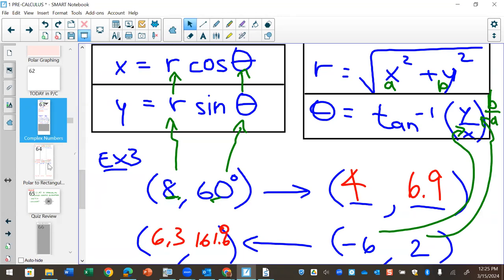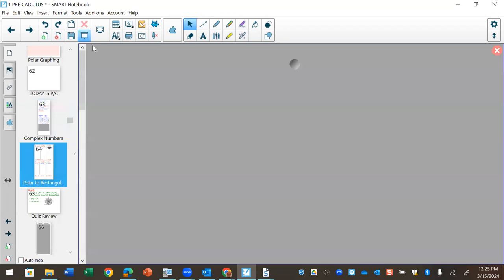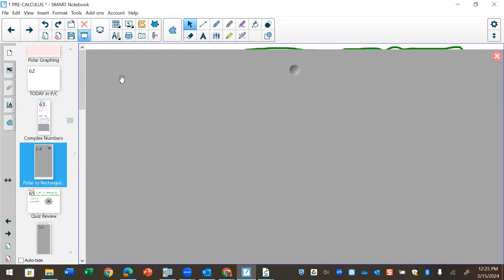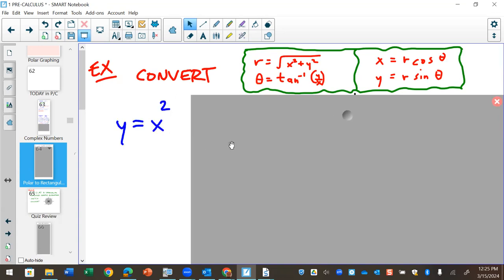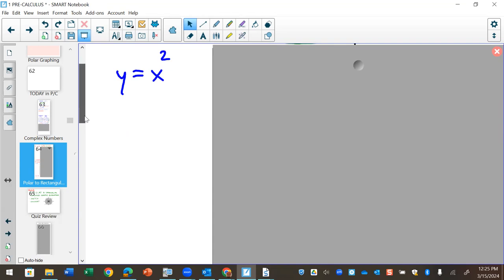Three of each, going each direction. Three where I give you rectangular, and I want you to change them to polar. Looks innocent enough. What is it? What shape? A parabola. That's right.